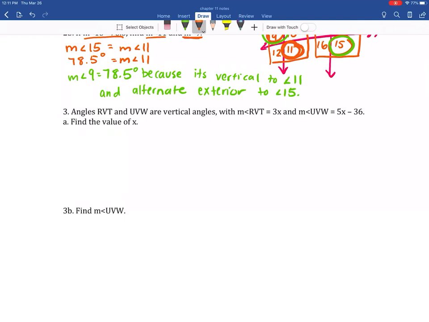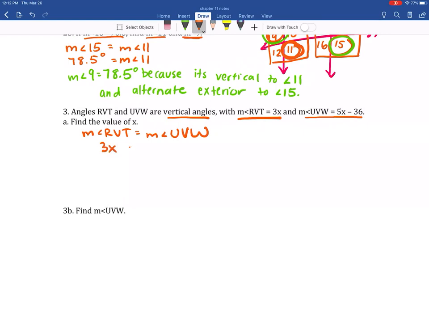All right. This one says angles RVT and UVW are vertical angles. So the measure of RVT is 3x and UVW is 5x minus 36. It wants us first to find the value of x. Well, if I look here, I know that they're vertical. And I found out from my definition of them being vertical that they are congruent. Another word for congruent is equal. So let's set them equal to each other.